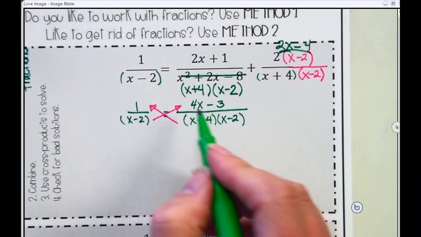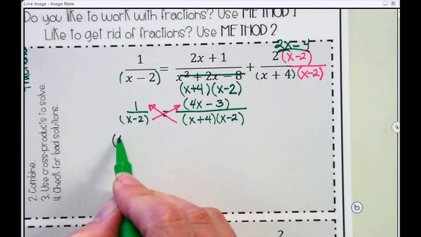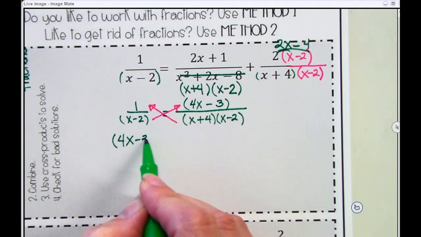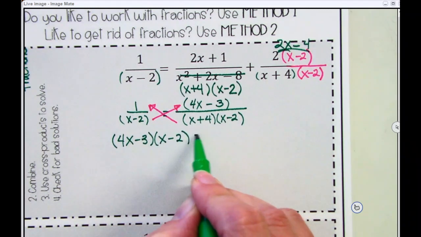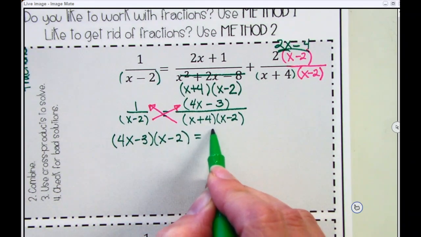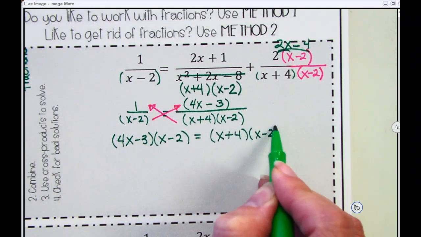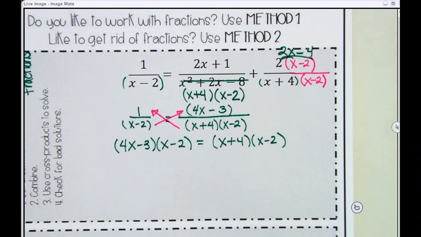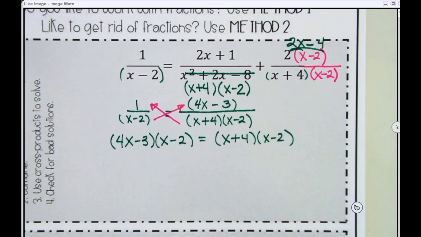So let's see, I'm going to put parentheses around that so I remember it's together. And now I have 4x minus 3 times x minus 2 equals x plus 4 times x minus 2 times the 1, but I don't need to put that, do I? Questions thus far? All right. What's my next step?